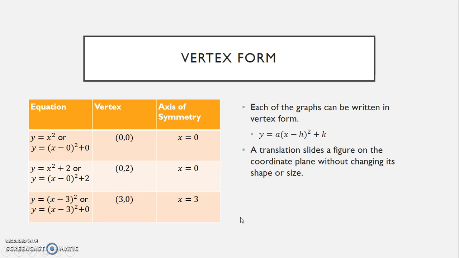A translation slides a figure on the coordinate plane without changing the shape or size. If we have x minus h, it shifts to the right. If we have x plus h, it shifts to the left. So it's kind of counterintuitive, just like when it was with absolute values. If we have plus k, it shifts up, and if we have minus k, it shifts down, just like you would think.